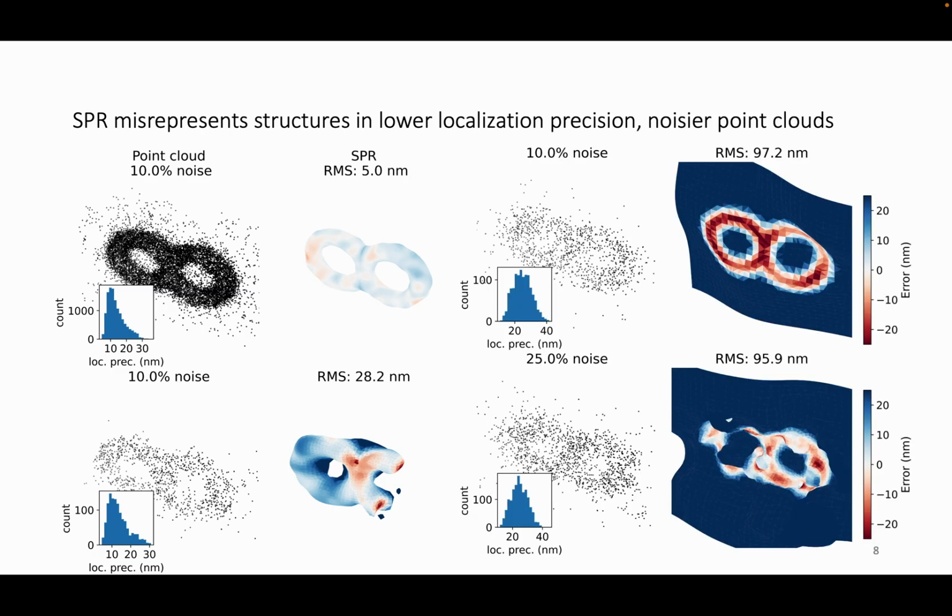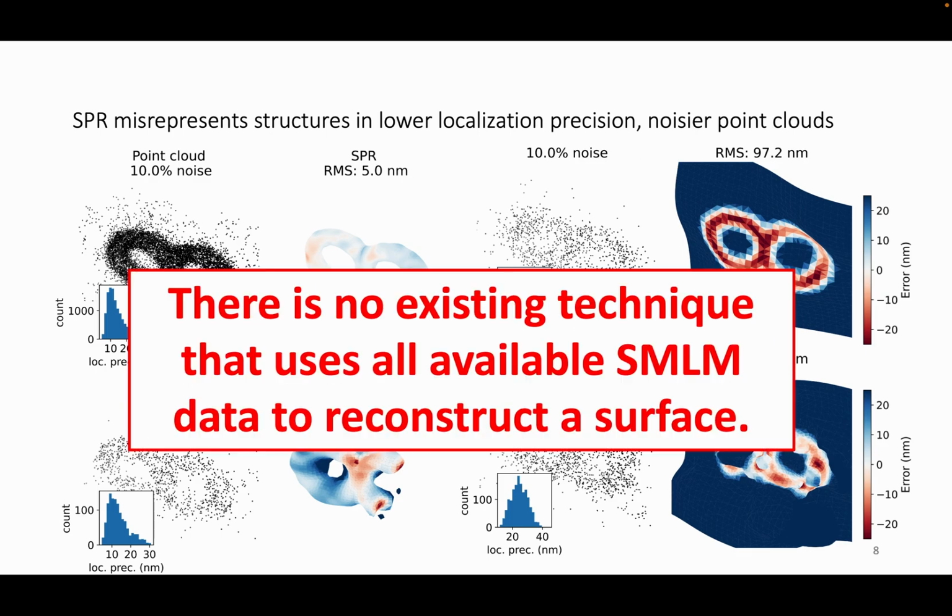And if we further increase the localization precision or the noise or both to more reasonable values for an SMLM dataset, then SPR really has trouble fitting these points because it's trying to fit all of the points really well, and it ends up just sort of draping a sheet across all of them that tries to fit the background points as well as the actual structure points, and the result is something that looks nothing like the underlying structure. We realized why this is happening is because SPR is only using point locations, not the localization precision that is also available with the SMLM data.